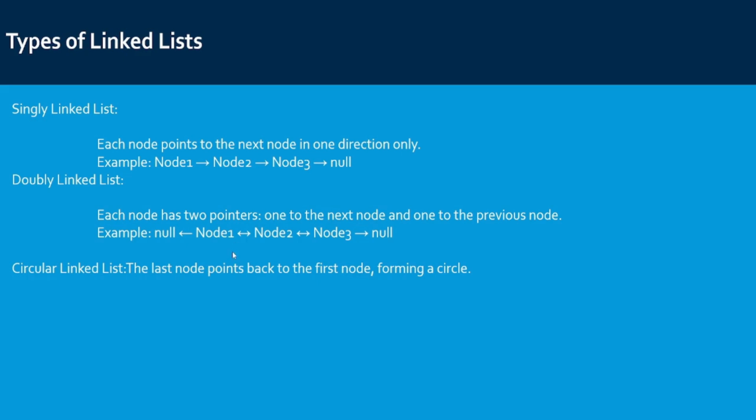A double linked list can have one starting point which can be null, and the end can also be null. That means it can be traversed from this position and from this position. We will see. There is one more type called a circular linked list, where the last node points back to the first node, forming a circle.